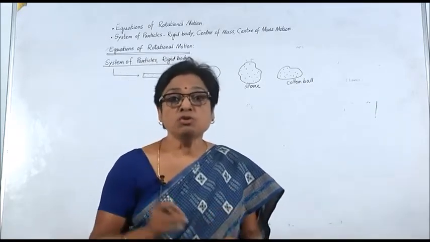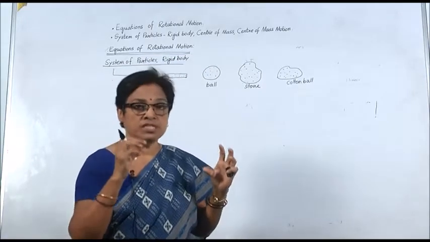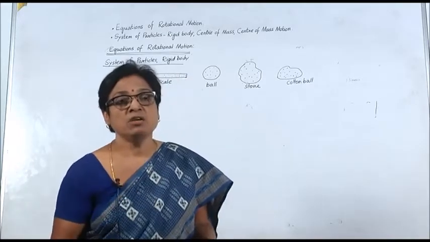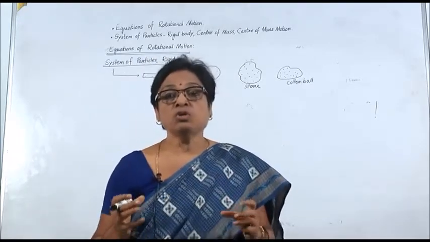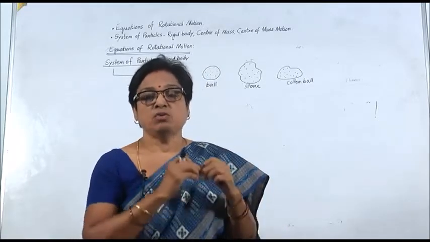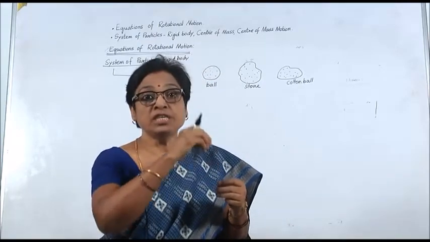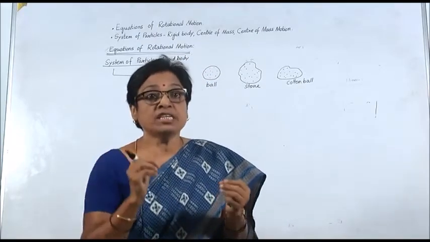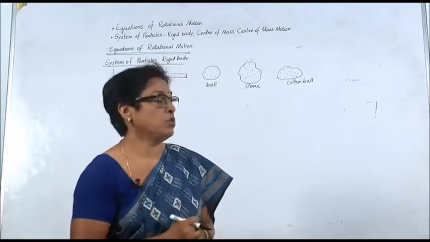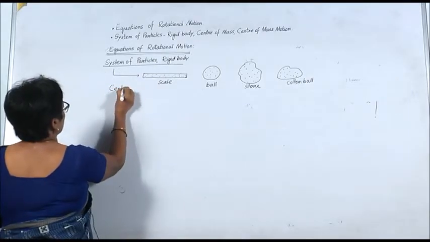So, in order to reduce this work, physicists have found a different, mathematical method by which we can know the motion of the system by knowing something else, not going into each and every particle. Instead of going to each and every particle equation, we make it simpler, and for that we define what is called a center of mass.